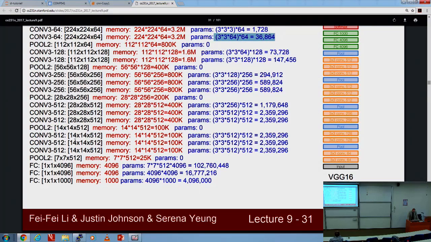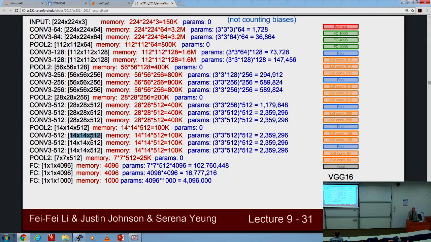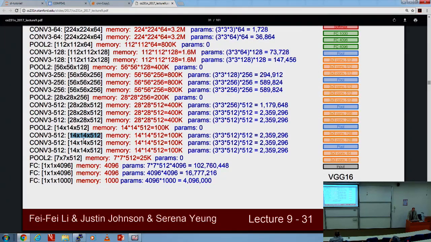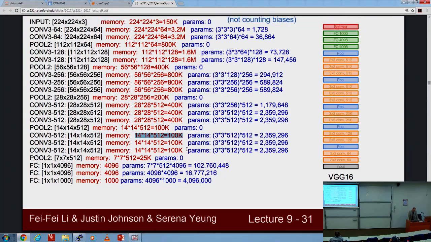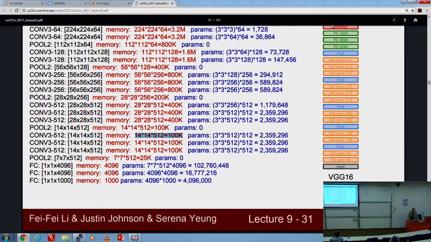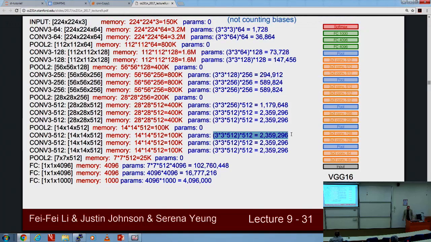Toward the end, my activations became much smaller. I'm talking about now 14 by 14, right? So I went all the way from 224 images to 14 by 14 images. I have more channels, but still, the total number of floating points that I need to represent this image is 100K. It used to be 3.2 megabytes. But the parameters now, since I have a lot of channels, grew to 2.3 million. So now I'm actually using more space for parameters.